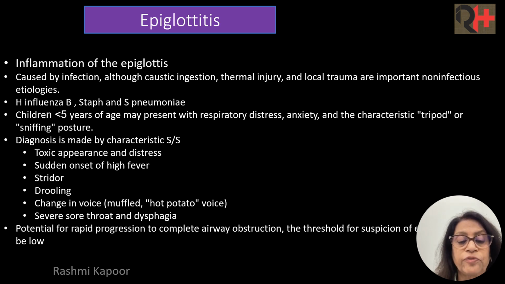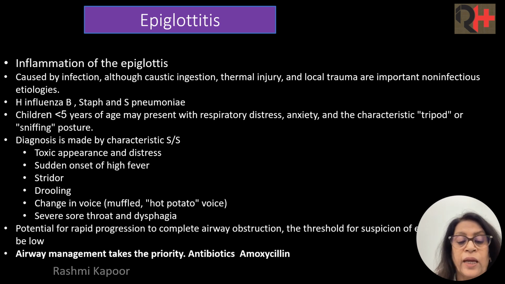Epiglottitis has the potential for rapid progression to complete airway obstruction, so the threshold for suspicion should be very, very low. Airway management obviously takes priority, and most of the time it is H influenzae B, so amoxicillin would be the best choice of antibiotic. But if you find that it is Staph or Streptococcus pneumoniae, then you can choose the antibiotic accordingly.